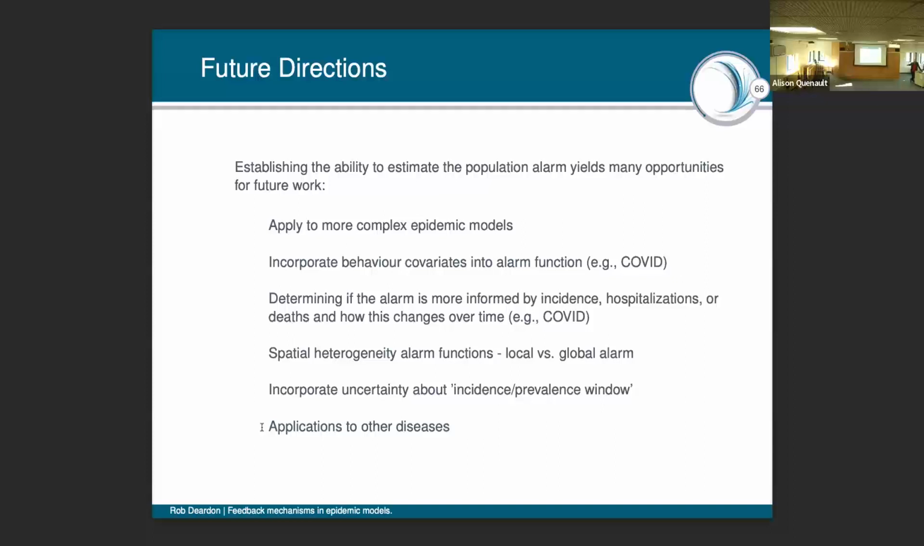But just looking at things like seasonal influenza, do we see evidence of behavioral change? Does it change over time? There's lots of things that we could go back and look at. Does the COVID alarm function differ widely between different cities? That sort of thing. We've only really looked at North American cities so far, and they all look roughly the same so far.